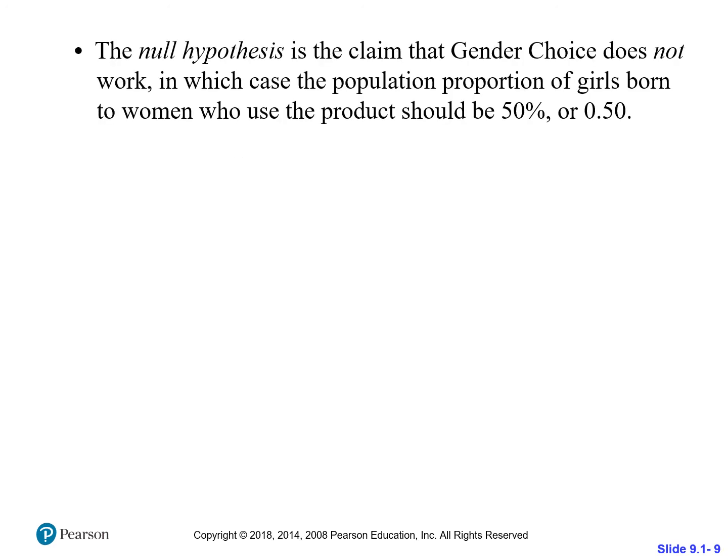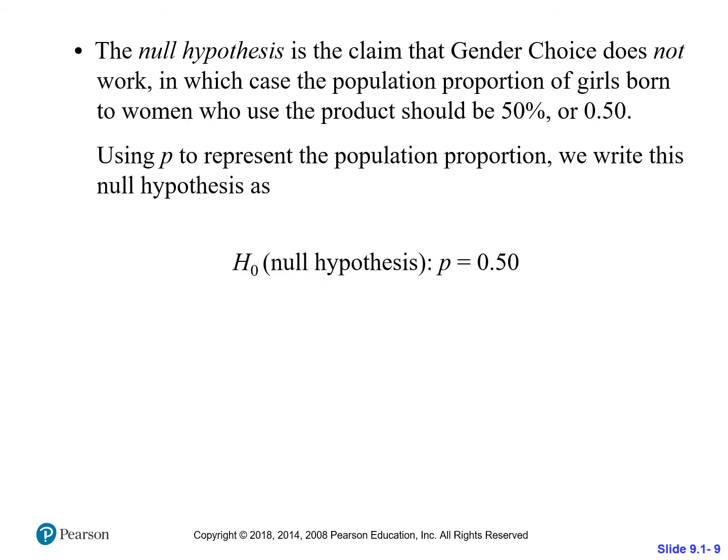The null hypothesis, very important concept here, is the claim that the gender choice does not work, in which case the population proportion of the girls born to women who use the product should be 50% or 0.5, or really gosh darn close. Using lowercase p to represent the population proportion, we write the null hypothesis as H sub 0 or H naught. That's the null hypothesis, and in this case p equals 0.5.